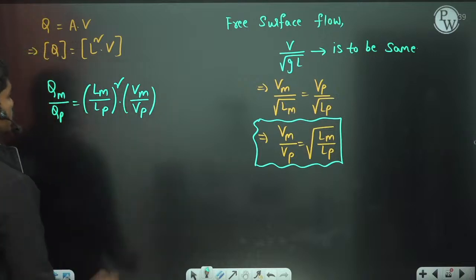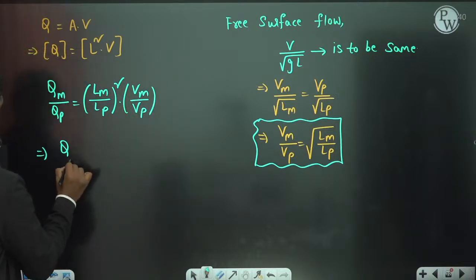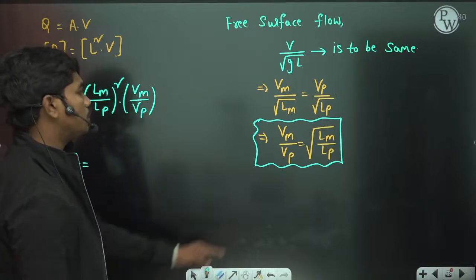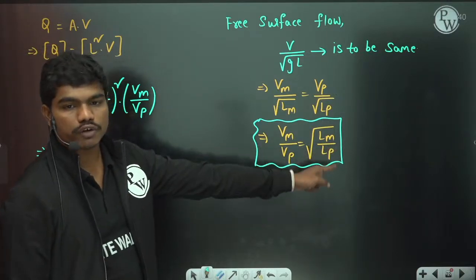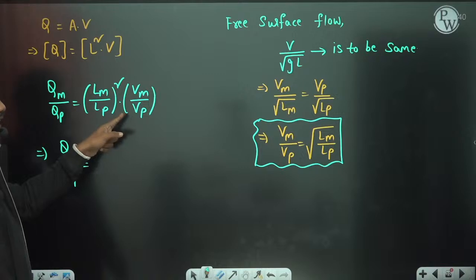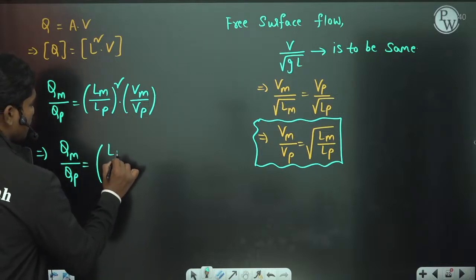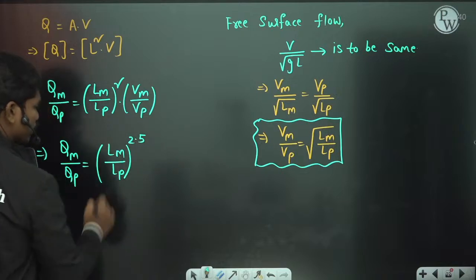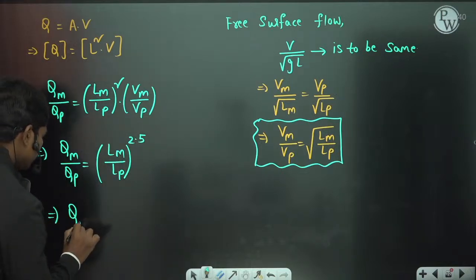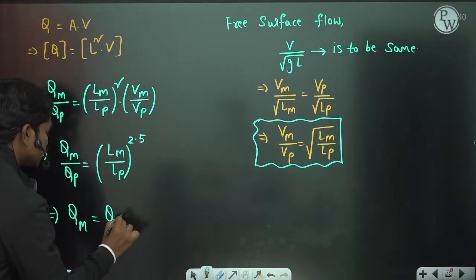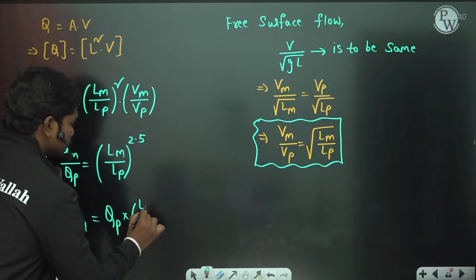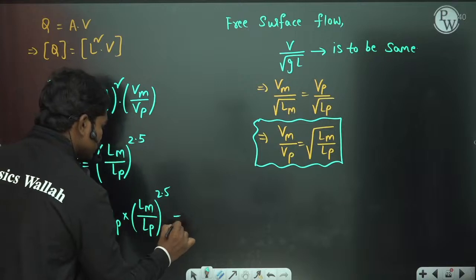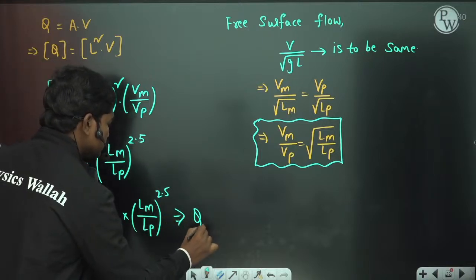So if you replace here, this Qm by Qp is equal to Lm by Lp whole square into Vm by Vp, which is nothing but square root of Lm by Lp. So if you multiply this root Lm by Lp here, you have totally Lm by Lp whole to the power 2.5. Okay, so discharge in the model is equal to discharge in the prototype times length scale whole to the power 2.5.